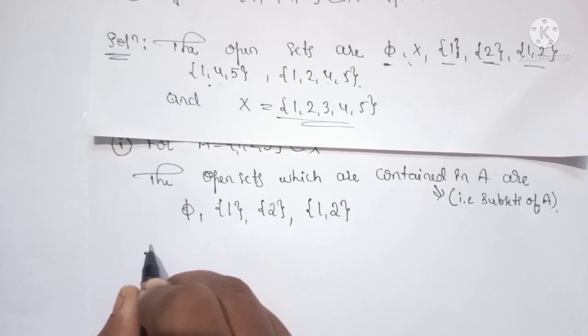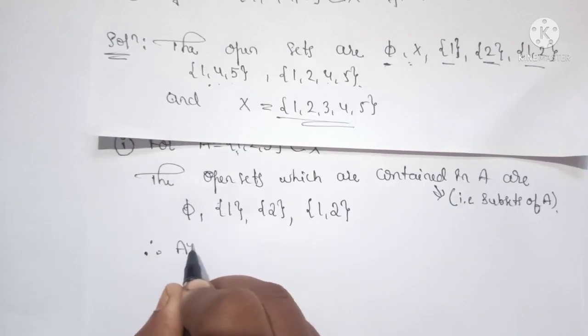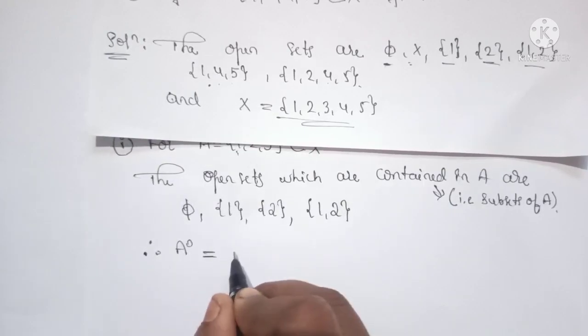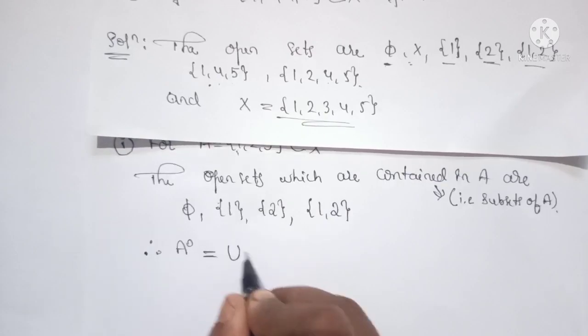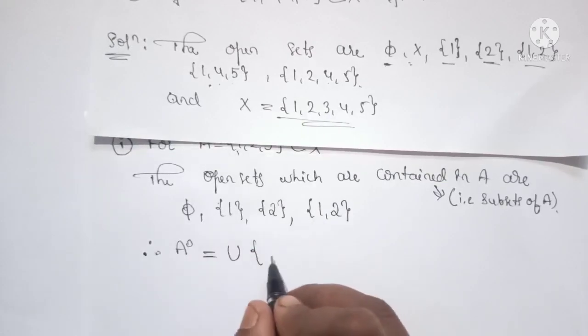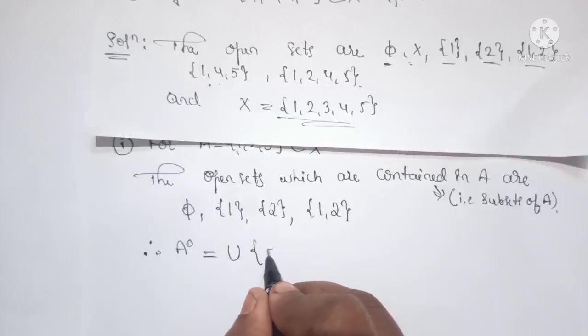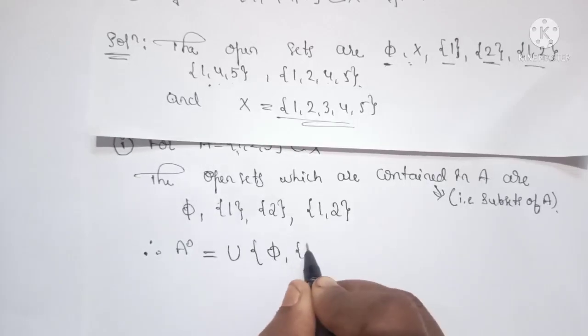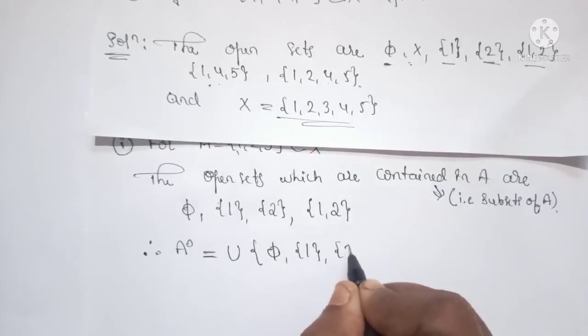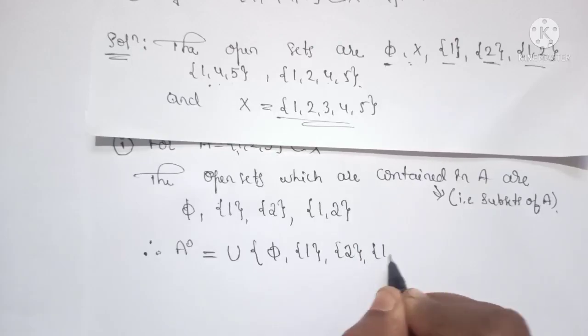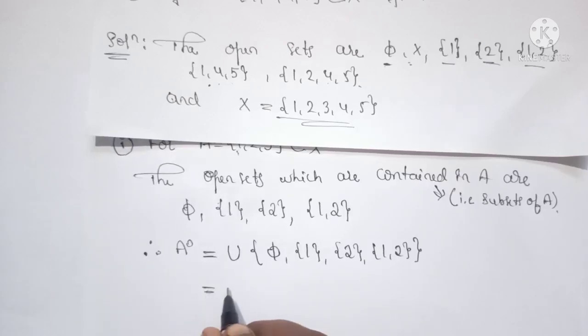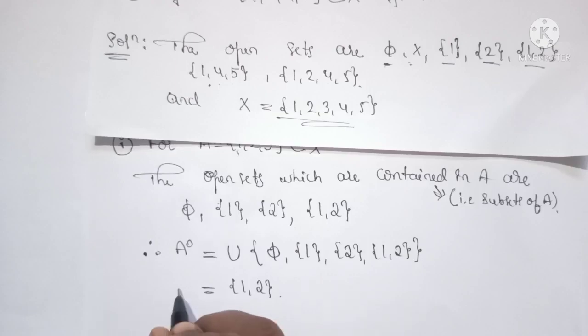Therefore, A interior is equal to the union of all these open sets which are subsets of A. So the null set, 1, 2, and 1 comma 2. Taking the union of all this we get 1 comma 2. Therefore A interior is 1 comma 2.